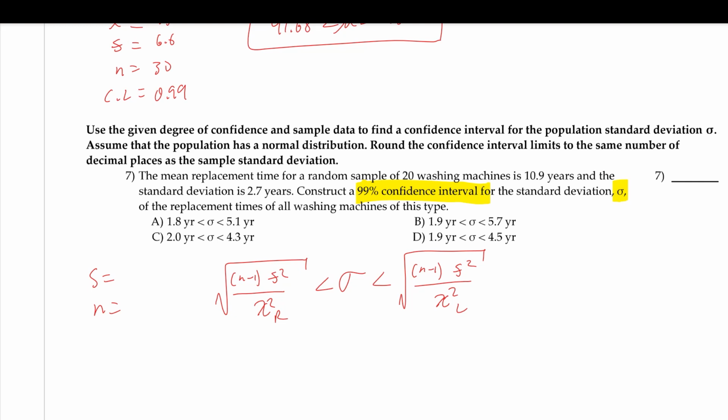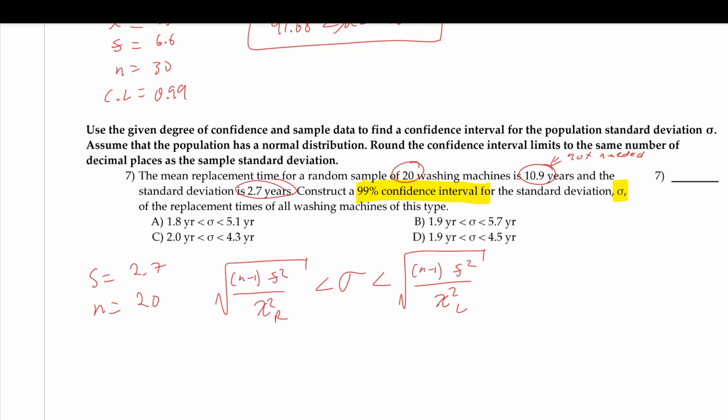You can either use Math 200B in your calculator if you have that program. Otherwise, you'd have to use some sort of online solution, maybe an online calculator, which I'll show you how to use. In our case, the sample standard deviation is 2.7 years, and the sample size was 20. Sometimes they throw you off and give you the mean. Here the mean is 10.9 years, and that's not needed, because the formula doesn't require the mean at all. We're only measuring the spread of our data.